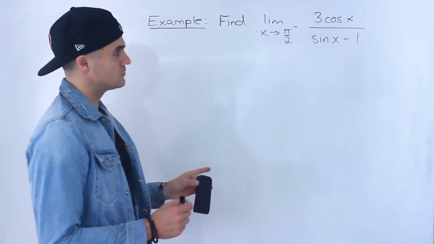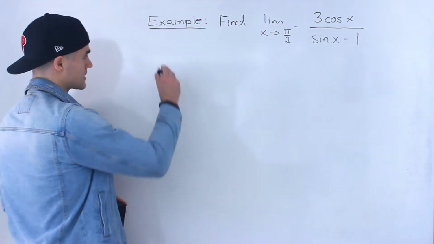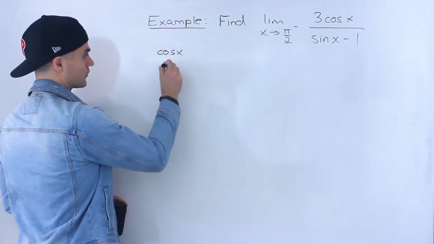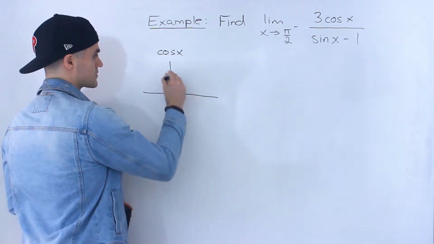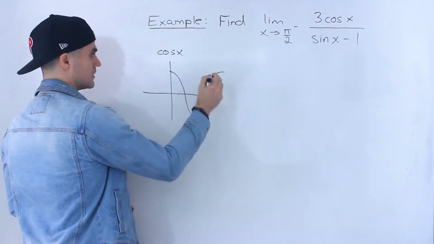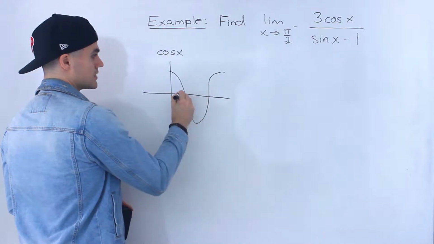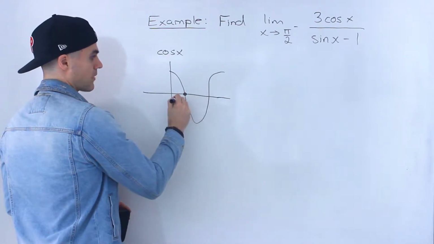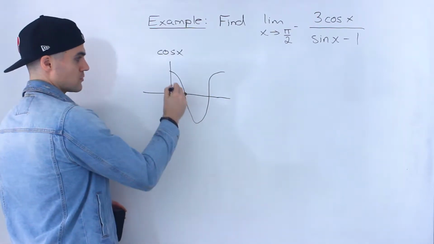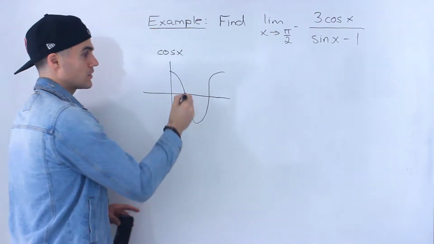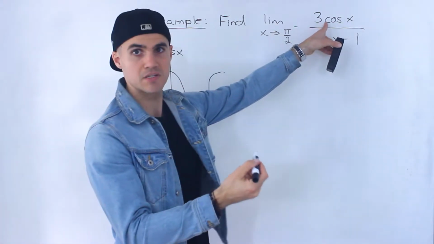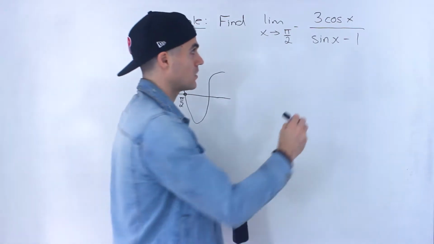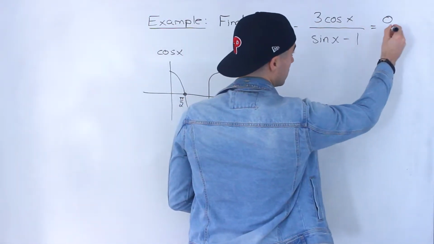Notice if we do a direct substitution here, let's quickly draw out the graph for cos x, because we're going to use it later in more detail. This is cos x, and this is pi over 2 over here. As we approach pi over 2 from the negative side, cos x is going to be 0. So we're going to have 3 times 0, which gives us 0.